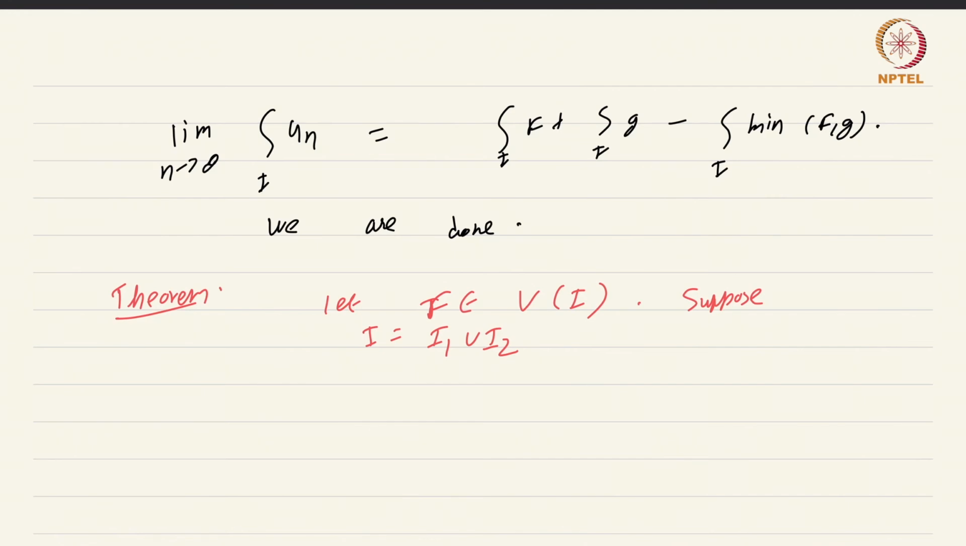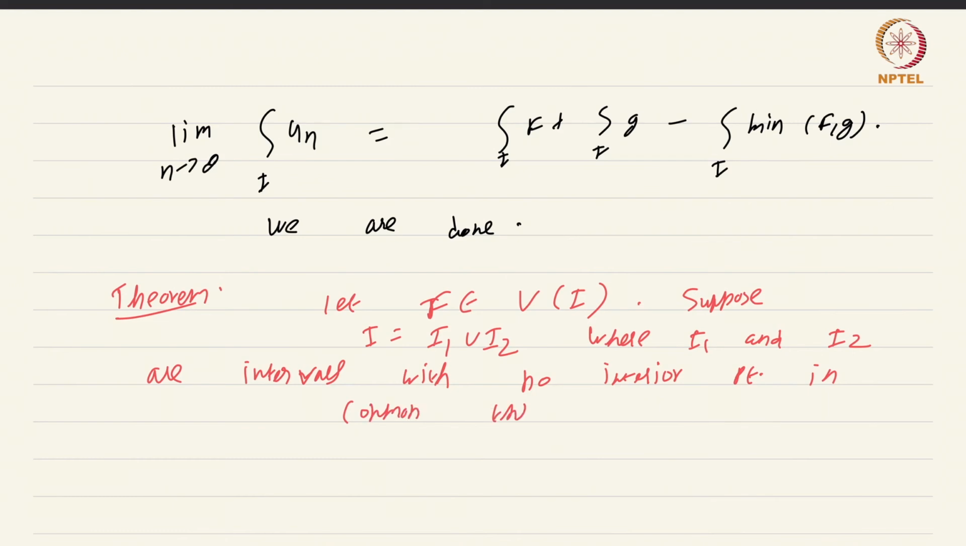Suppose I is I1 union I2, where I1 and I2 are intervals with no interior point in common. Then the integral over I of f is just the integral over I1 of f plus the integral over I2 of f. So you can split the domain of definition into two intervals, and then you can evaluate by evaluating the integral on the two pieces separately.